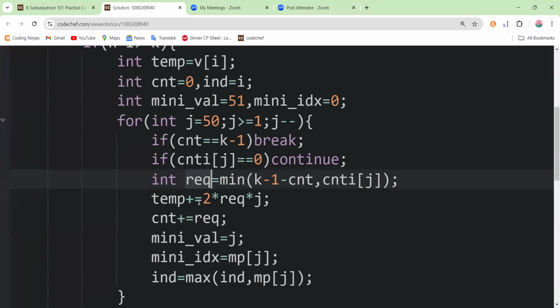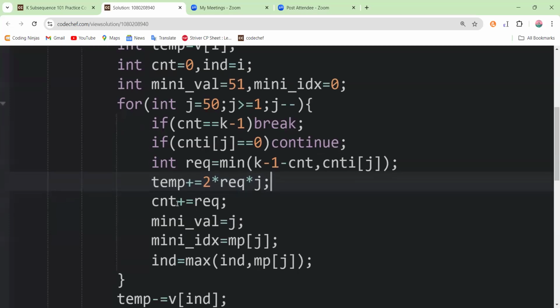Yes. So what will get added to my answer? For now, I am assuming that every element I am adding twice. So how many times am I taking this number j? The required number of times. Since I am adding all the numbers twice, the last element will be added only once. We will correct that further down. But for now, I am just taking all the numbers. Since I take this number j the required number of times, and since this j is added twice, to my temp I simply added 2 into required into j. And to my count, I added required, since I took the required number of numbers.